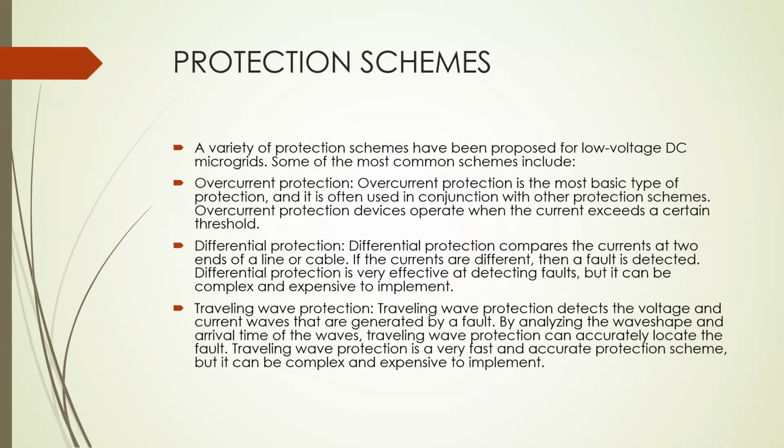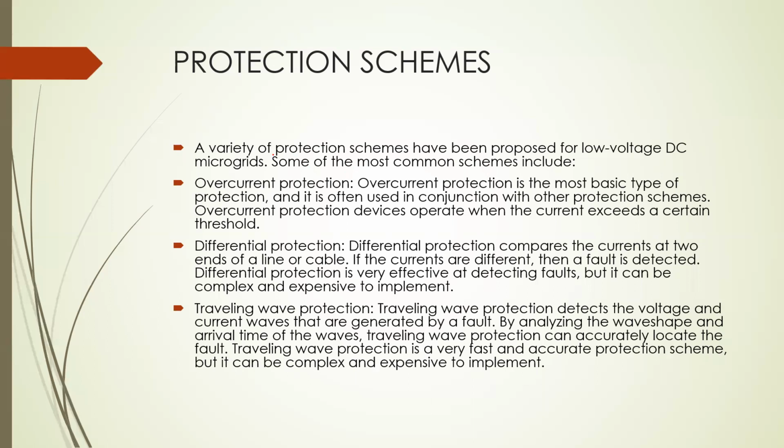Protection schemes. A variety of protection schemes have been proposed for low voltage DC microgrids. Some of the most common schemes include overcurrent protection, differential protection, and traveling wave protection. Let us discuss overcurrent protection. The overcurrent protection is the most basic type of protection, and it is often used in conjunction with other protection schemes. Overcurrent protection devices operate when the current exceeds a threshold.